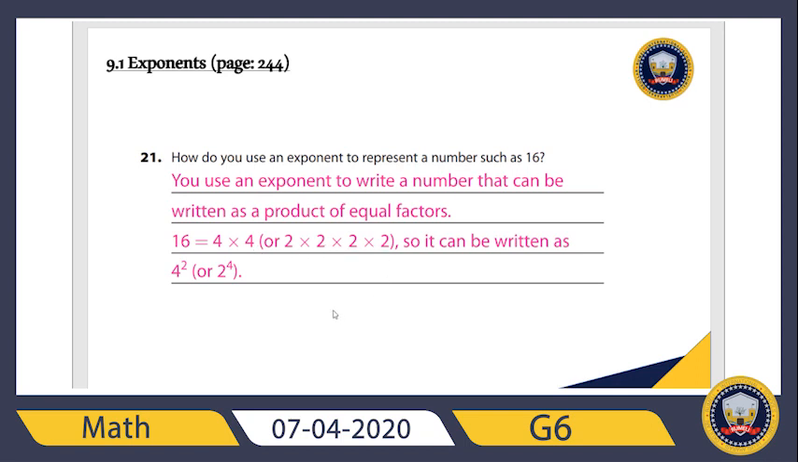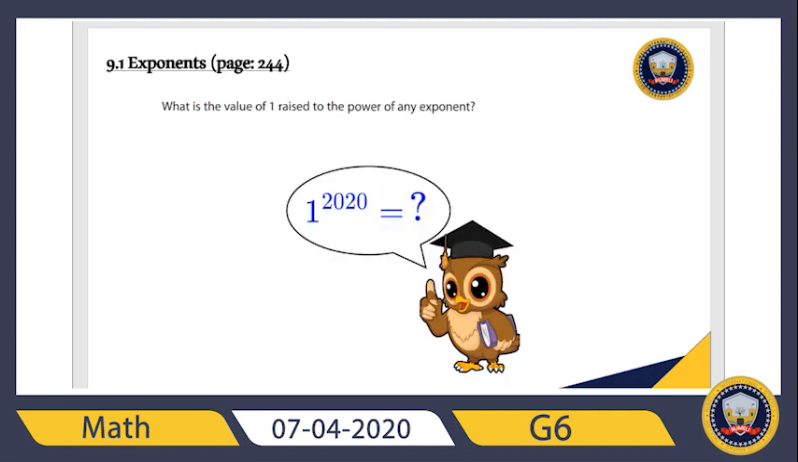Okay. What about 8? How can I write 8 as a power? What is 8? It is 2 times 2 times 2. Okay, so it is 2 to the power of 3. Very good. Let's move to the next question.